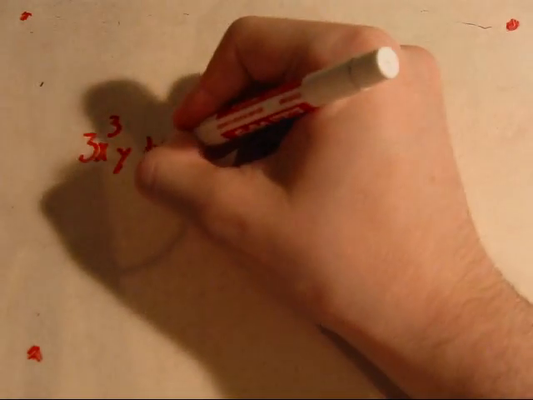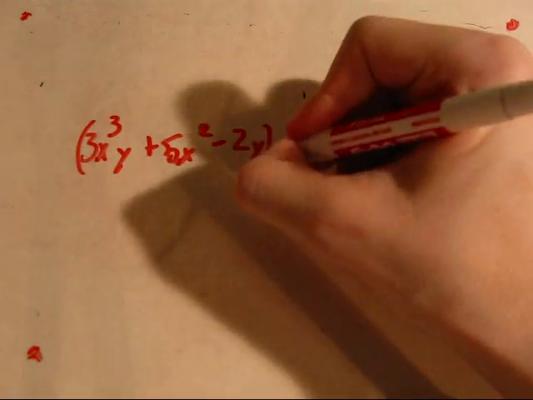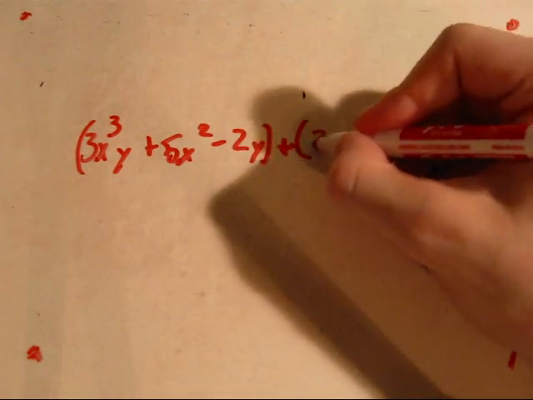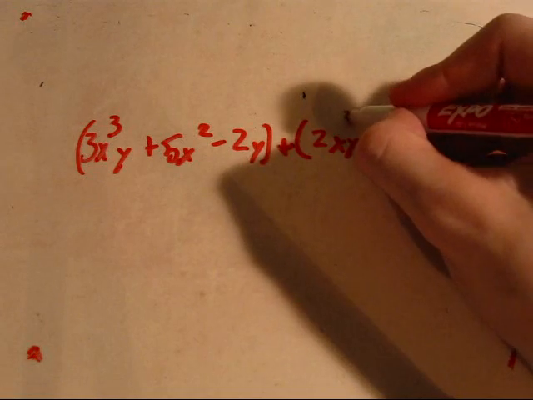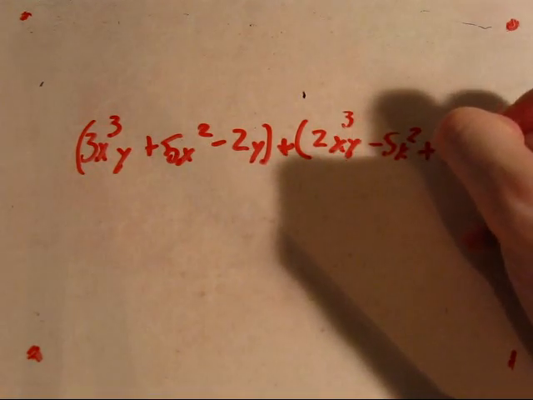Alright, so let's do some simple addition here. How about 3x cubed y plus 5x squared minus 2y plus 2x cubed y minus 5x squared plus 3x.